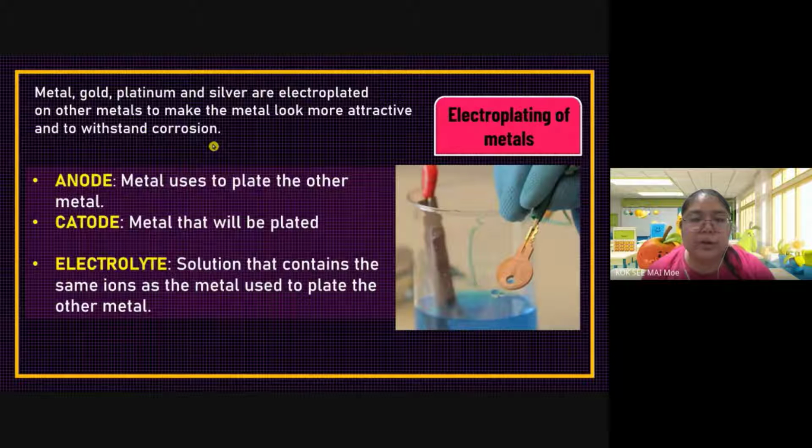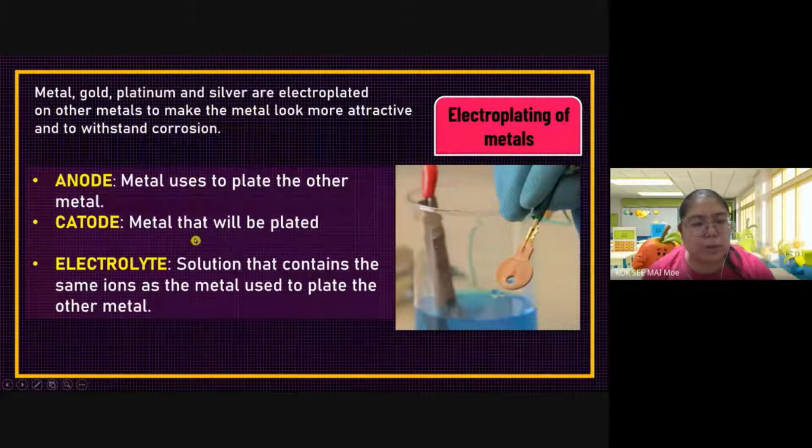So from here, we're going to see the connections. For the anode, it is the metal used to plate the other metal. So for the anode, normally you use silver, gold, or platinum. That means whatever color you want, you put there. You want to plate this metal onto the key, so you put it at the anode. So the cathode is what? The cathode is the metal you want to plate.